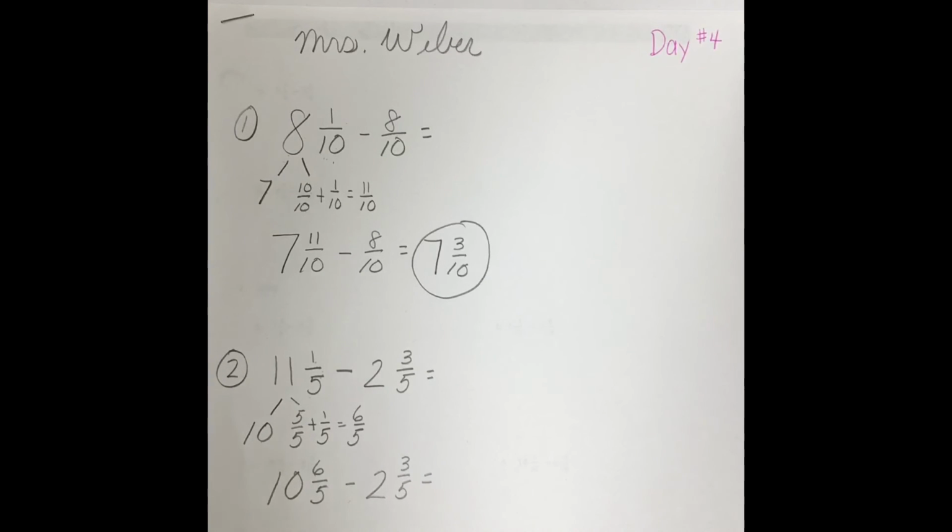So I do my whole numbers first. 10 minus 2 is 8. Then I do my fractional units. 6/5 minus 3/5 is 3/5. So the difference is 8 and 3/5.